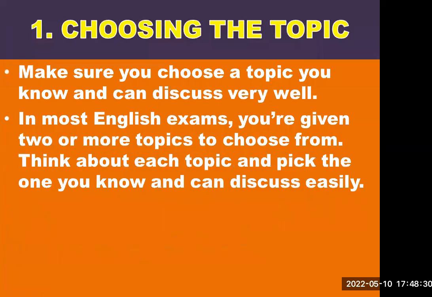Now, let's look at the simple steps you need to take in order to write a good composition. The first thing is choosing the topic. Make sure you choose a topic you know and can discuss very well. This is very important. For example, it is better to discuss a topic like how to bake a cake or probably how to cook your favorite meal. Just something you can discuss easily.